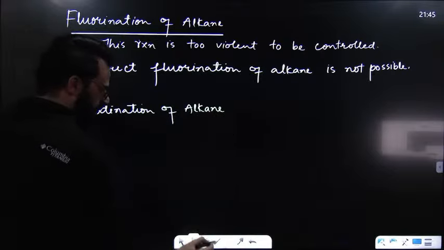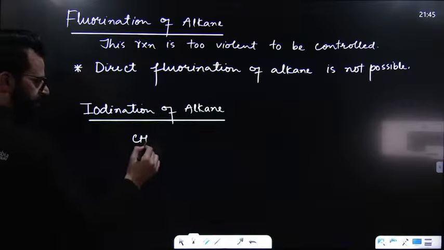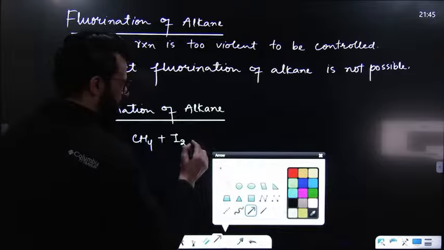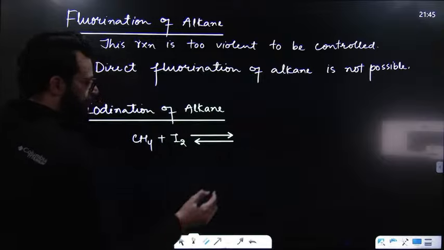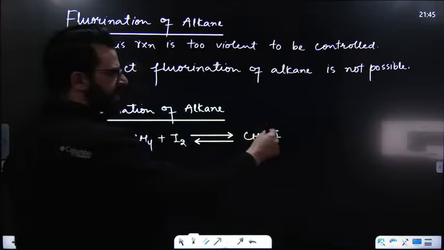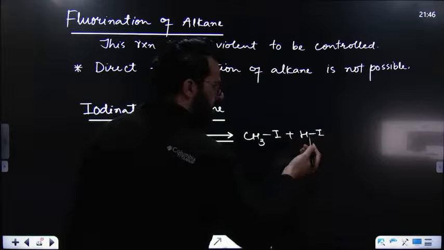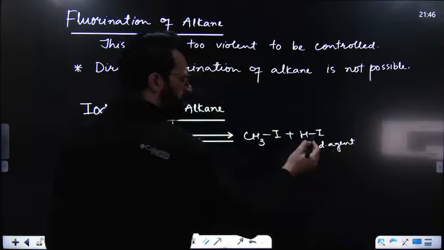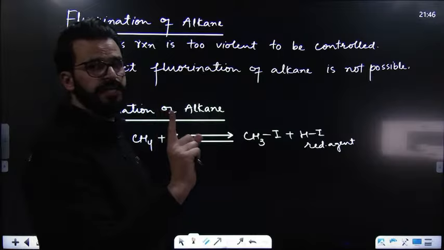For this, remember that direct iodination of alkane is not possible because the reaction is reversible, and the reason is the formation of HI. It will replace H, resulting in the formation of alkyl iodide, but this HI is also formed there and it acts as a reducing agent, and it will simply convert this alkyl iodide back to alkane. So direct iodination is not possible.